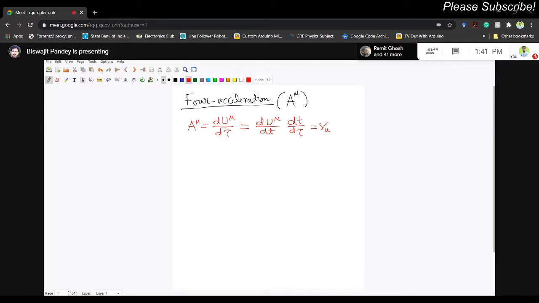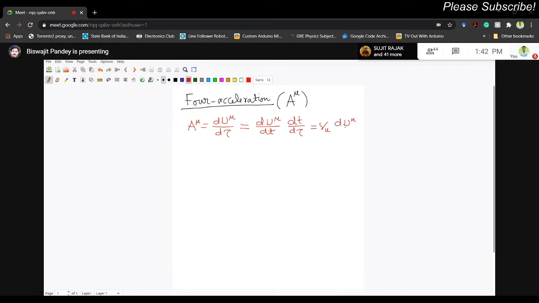Remember this subscript u, because otherwise gamma is a Lorentz factor associated with a particular velocity. Here we are talking about the velocity of the particle. u is the velocity of the particle, not the velocity of any frame. That you should remember. So dt/dτ is γ_u, where u is the velocity of the particle. This is the Lorentz factor associated with the velocity of the particle, and the rest is du^μ.